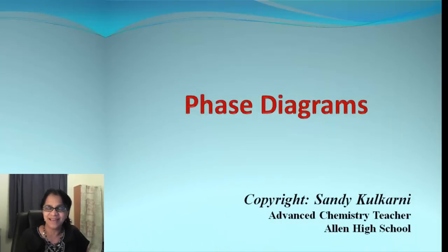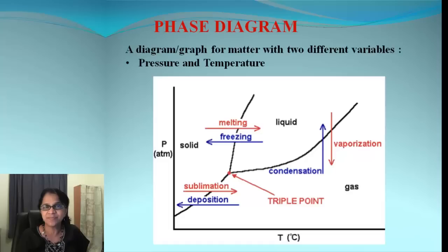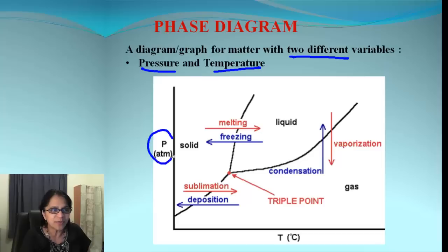Diagrams today, and how phase diagrams are useful for finding out about phase changes. So let's begin. Here is our first graph, which is a phase diagram. As you see, the phase diagram has two variables, and the two variables are pressure and temperature. So look at the phase diagram. We have pressure as the y-axis and temperature in Celsius as our x-axis.